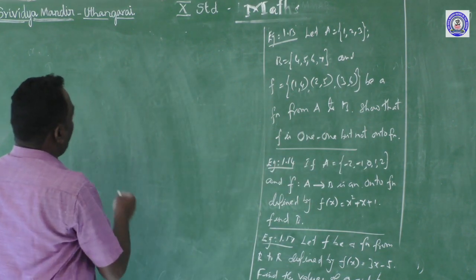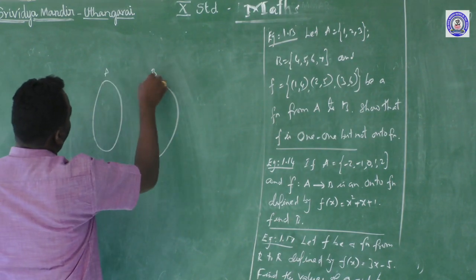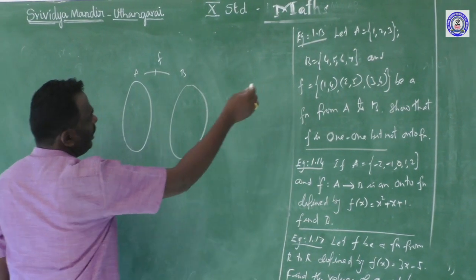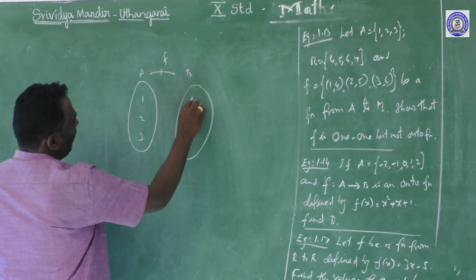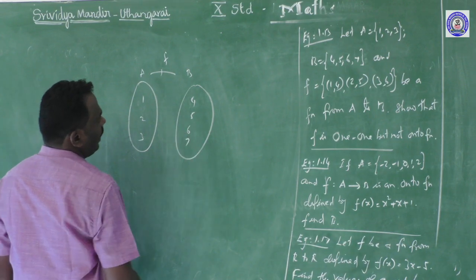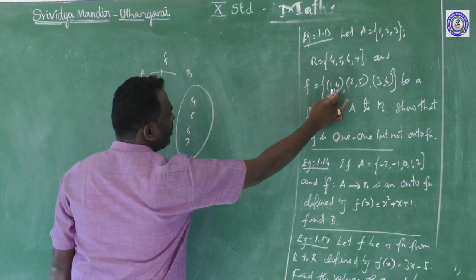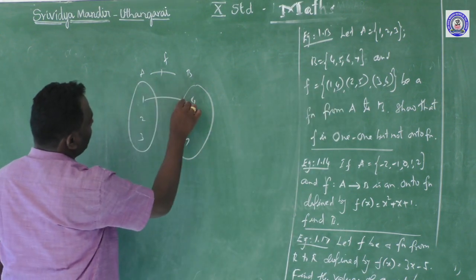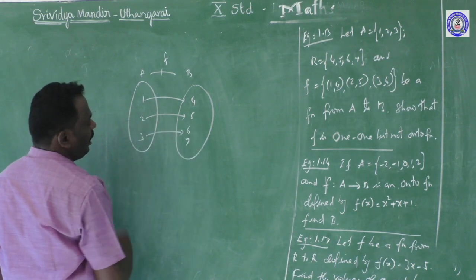So now, from the arrow diagram, first we have to draw the arrow diagram of the function from A to B. The elements of set A are 1, 2, 3. The elements of set B are 4, 5, 6, 7. Now, from the ordered pairs, mapping the elements: 1 has image 4, then 2 has image 5, then 3 has image 6.